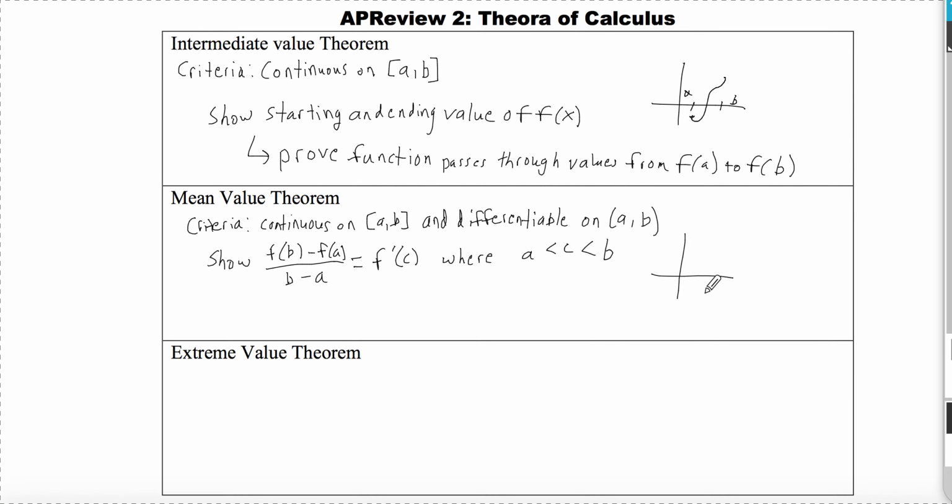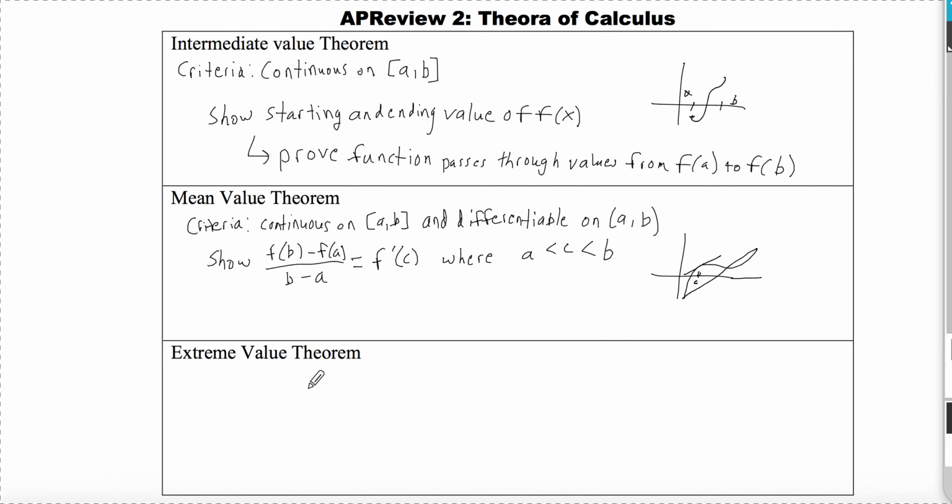Graphically, as we've seen sketched out before, what this means basically is if we have some function and we find the average rate of change across that interval, across the endpoints, there's got to be at least one place where the derivative value, we usually call that c here, is equal to the slope of the secant line. So the slope of the tangent line is going to be equal to the slope of the secant line.